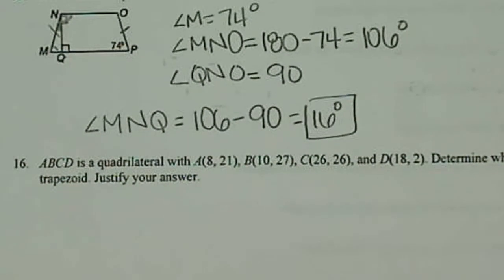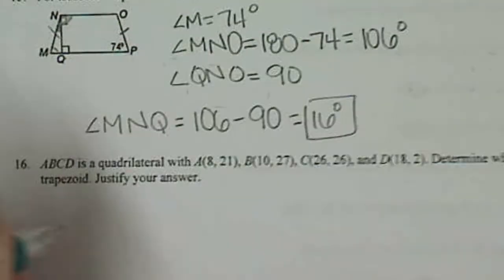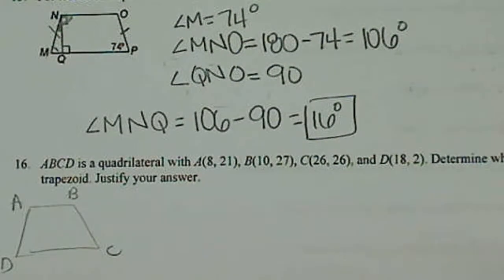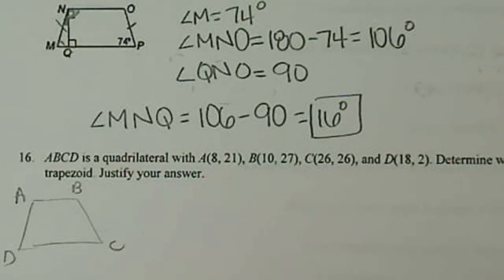Okay, number 16. Again, you can graph this. It's got really big numbers, so I am not going to graph it. But I am going to use the conditions for a trapezoid to show you how you can prove it without graphing it. In order for something to be a trapezoid, it has to have one pair of parallel lines. So if I sketch this out like this, and I want to prove that AB and DC are parallel, okay?